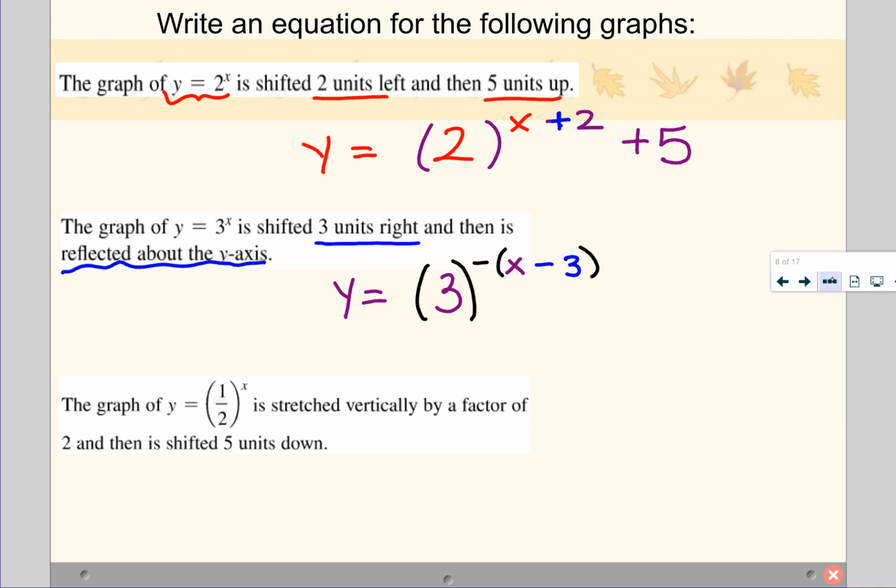Okay, last one of these. Here I have y equals 1/2 to the x power. We want to stretch vertically by a factor of 2, so that's a number out front of my function multiplied. If it's stretched, it's bigger than 1. If it's shrunk, it's smaller than 1, so I'm just going to put a 2 out front there. And then I want to move it 5 units down, so just a -5 at the end.